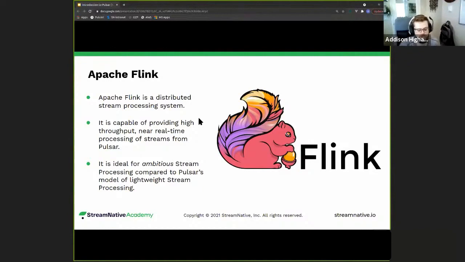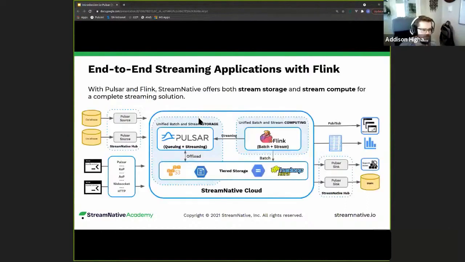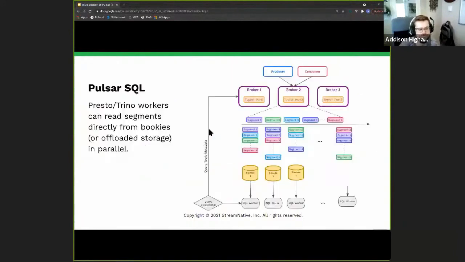So always a lot of questions around this, where really you can think of Pulsar Functions as a very simple API for doing things like routing, simple transformations, whereas Flink is a framework that can do lots of redistribution of data, ordering, guarantees, state, etc. And once again, returning to this diagram, Flink is really where we look to offer a unified batch and streaming compute that is part of StreamNative Cloud that complements Pulsar's unified batch and stream storage.